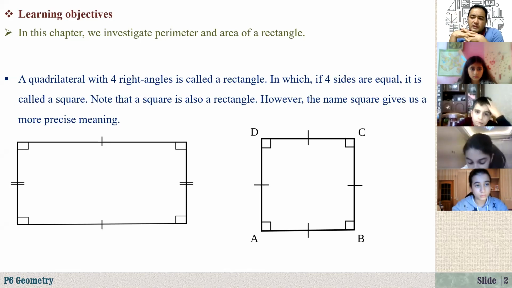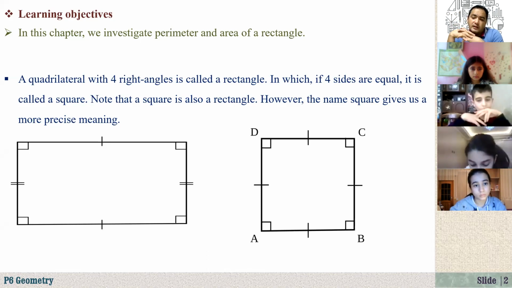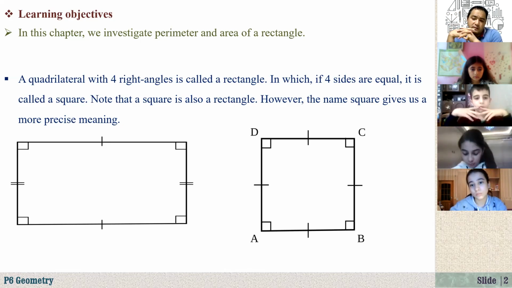And after that, we will get the formula for how to find the perimeter and area of a rectangle and a square. As you know, a square is a special rectangle, right? And a rectangle is a special quadrilateral. What is a rectangle? It's a special quadrilateral whose opposite sides are equal and all interior angles are 90 degrees. How about the square? All sides are equal and also interior angles are 90 degrees.